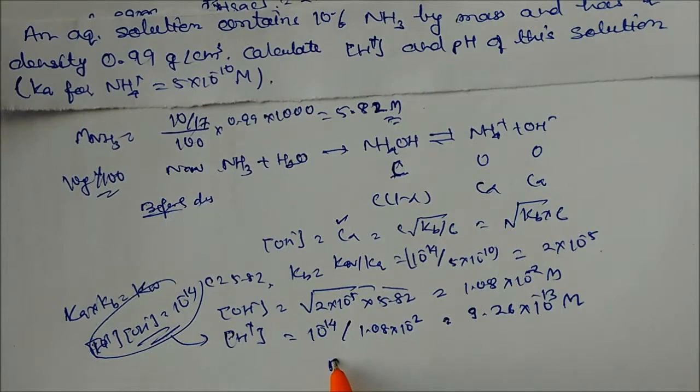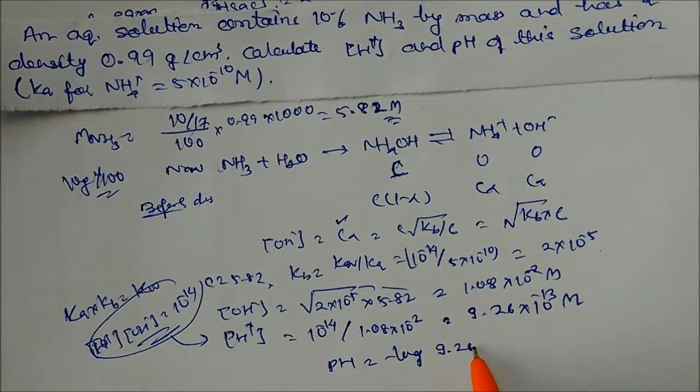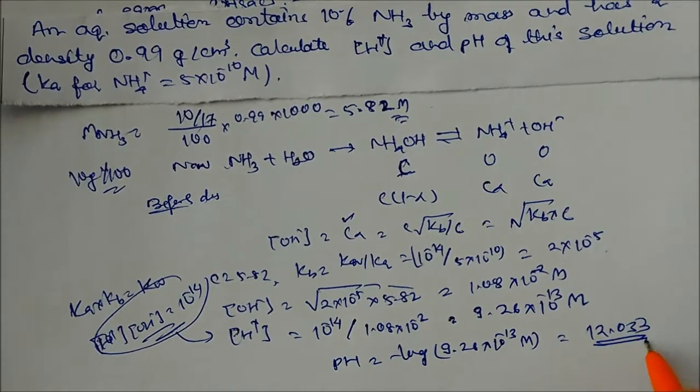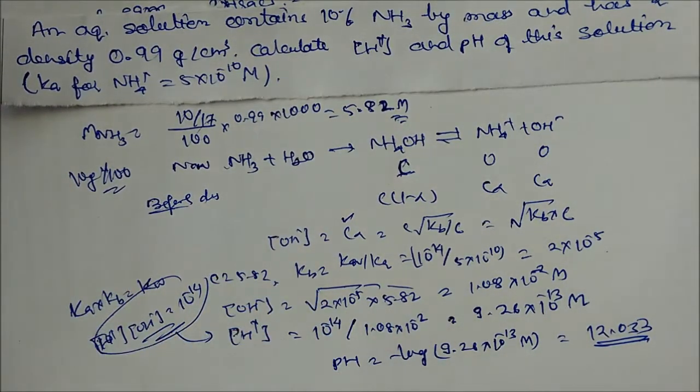So pH will be minus log of 9.26 into 10 to the power minus 13 molarity. On solving we will get 12.033. So this is the pH of the solution.